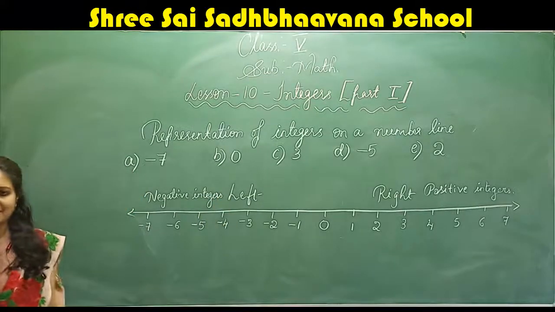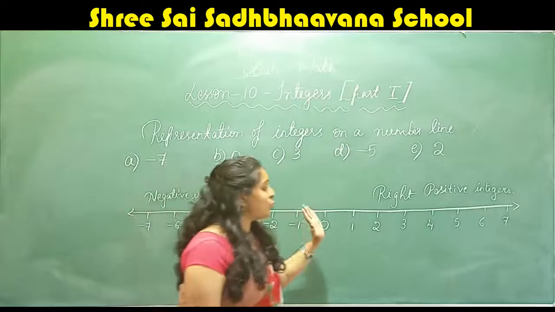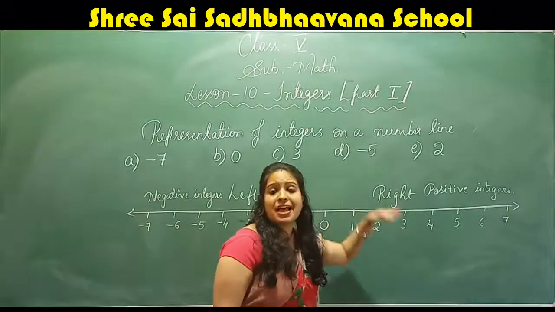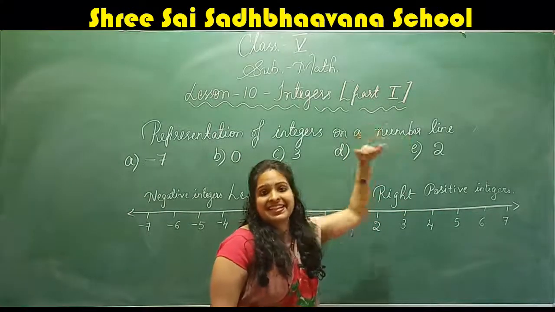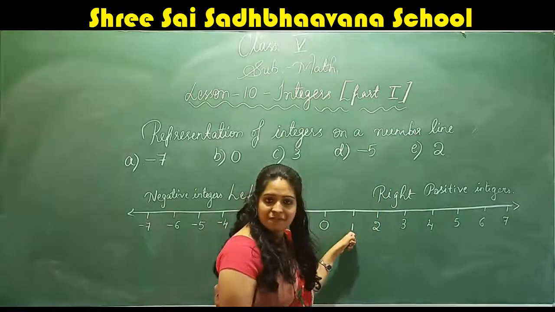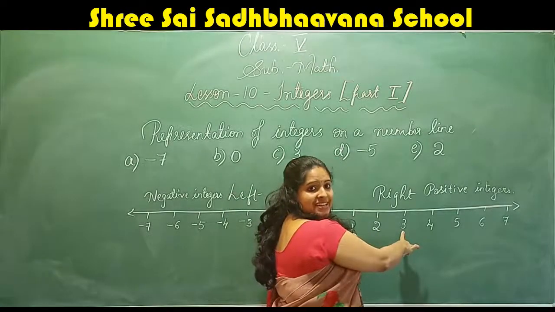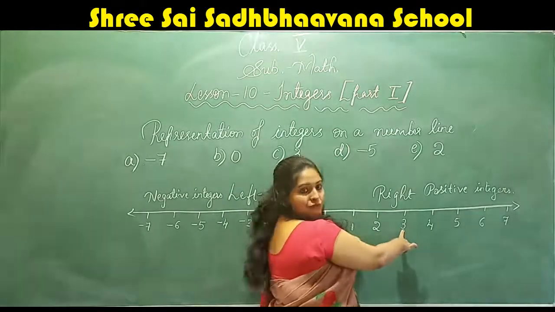Okay, have you understood, children? And one more thing I'll tell you: as we move to the right side, the values keep increasing. For example, here you see 1 is there. To its right, 3 is there. So which one is the greatest? 3 is greater than 1.